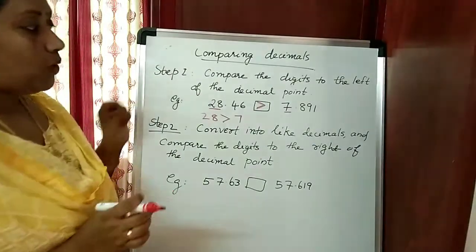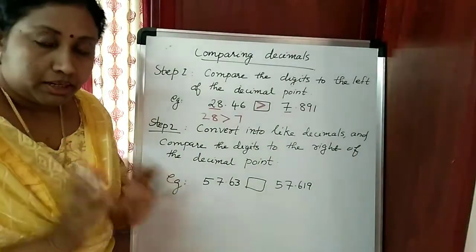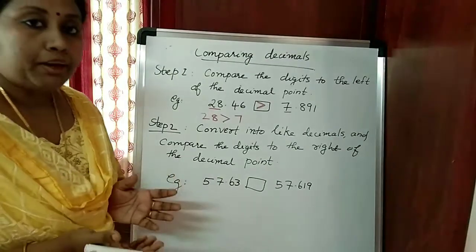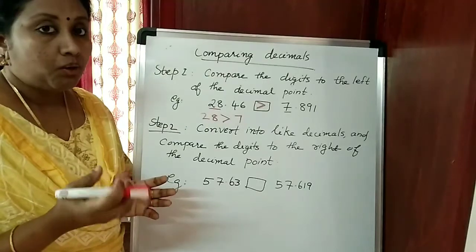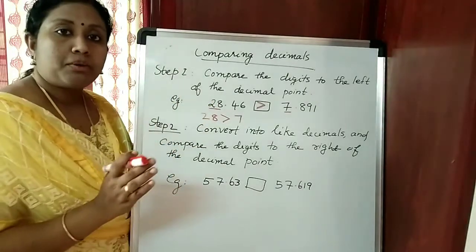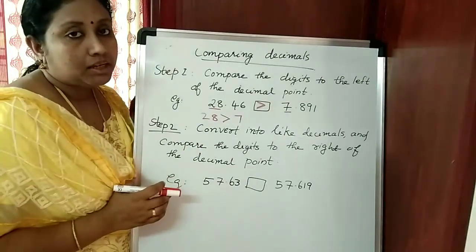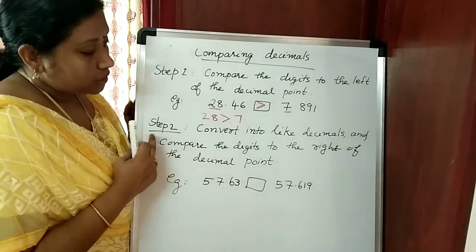So what is the first step? In a decimal number, first you compare which part? Yes, the whole number part, or the integral part. Then the decimal number with the biggest whole number part is the biggest decimal number. That is step 1. Then what is step 2?